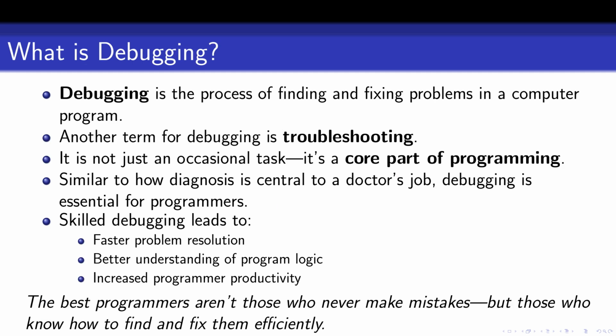Debugging is a core skill in programming. It's the process of identifying and fixing problems in your code. Sometimes it's called troubleshooting, but the idea is the same. Figure out why your program isn't working as expected and fix it. This isn't something you do occasionally. It's a routine part of being a programmer, just like diagnosing is part of a doctor's job.